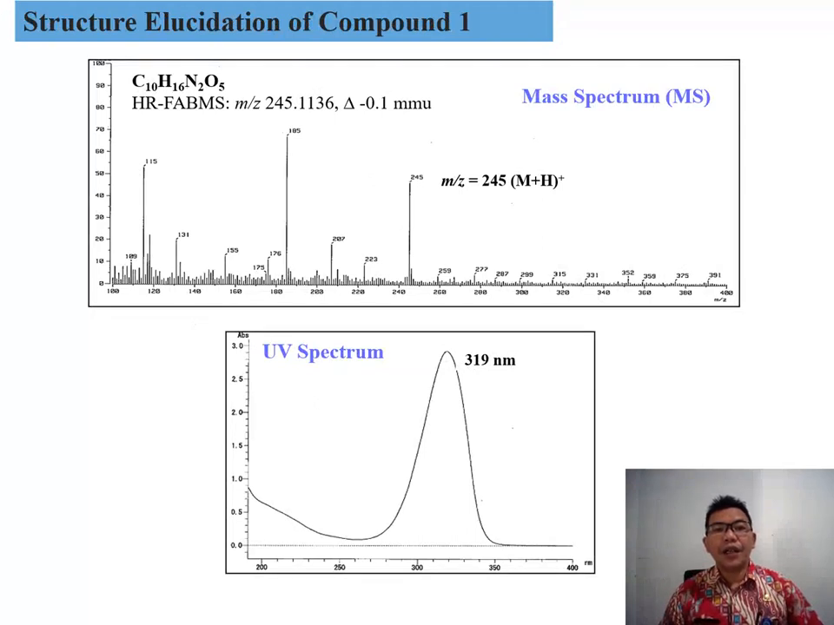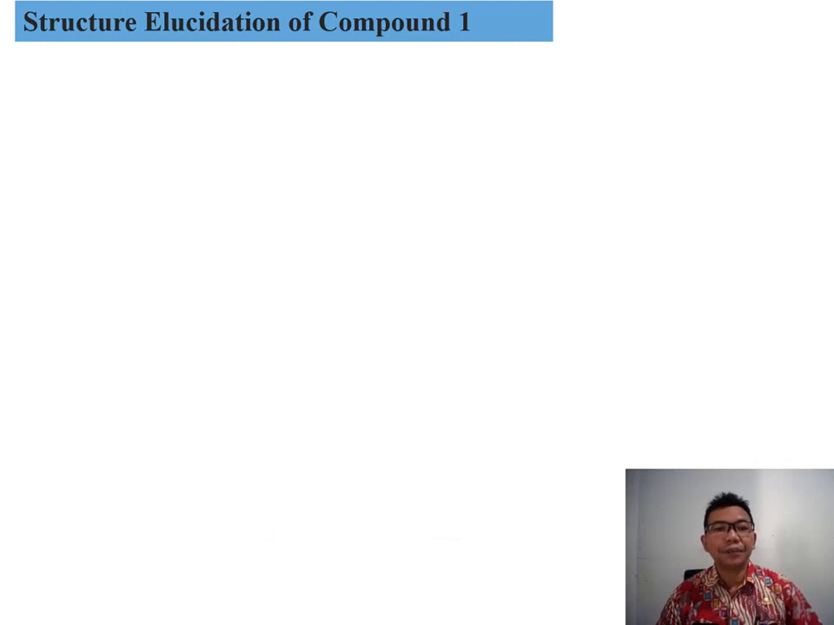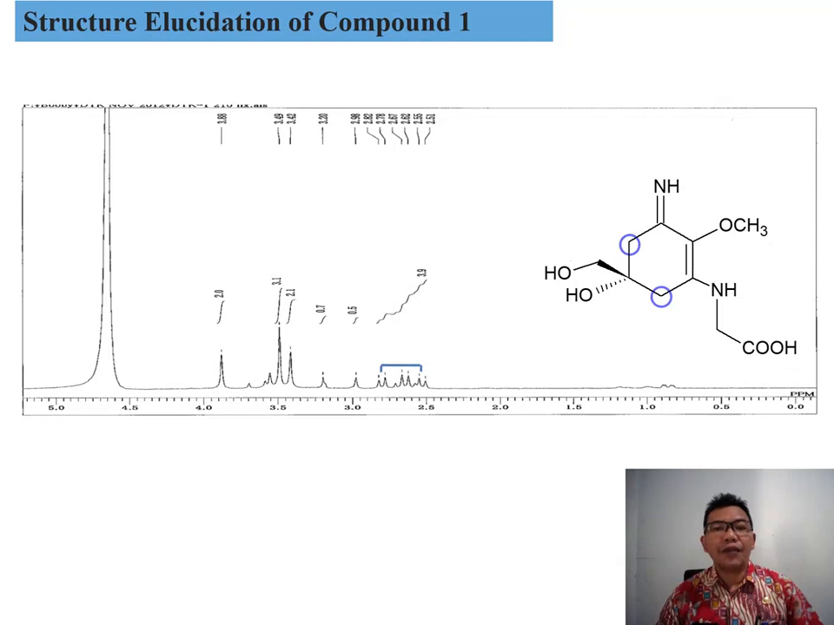Next, I will explain the structural elucidation of compounds 1 and 2. Compound 1 was isolated as a colorless powder. FAB-MS of 1 gave the ion peak at 245. High-resolution FAB-MS determined the molecular formula of 1 as C10H16N2O5. Compound 1 showed a strong UV absorption maximum at 319 nanometers. The proton NMR spectrum of compound 1 revealed the presence of two methylenes, one hydroxymethyl, one methoxy, and one N-methylene. The structure of compound 1 was confirmed as palythine by comparing proton NMR, UV, and MS data with the reported values, and this compound was first isolated from the zoanthid Palythoa tuberculosa.